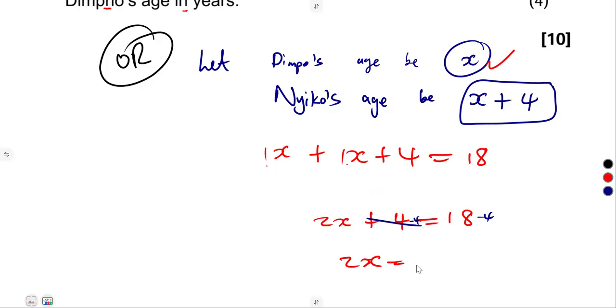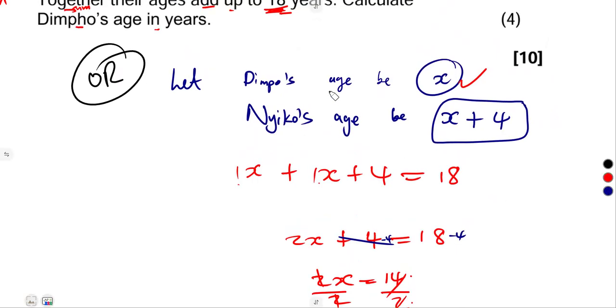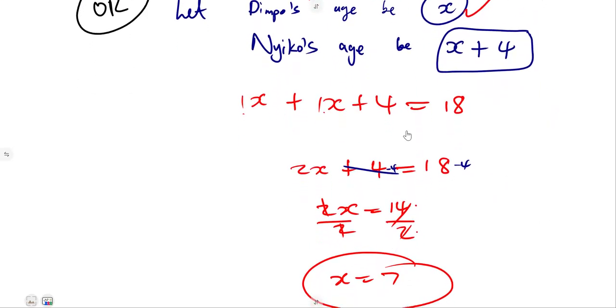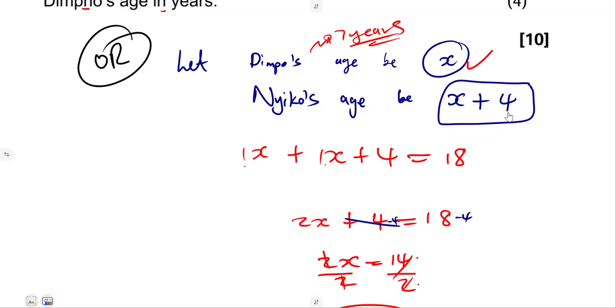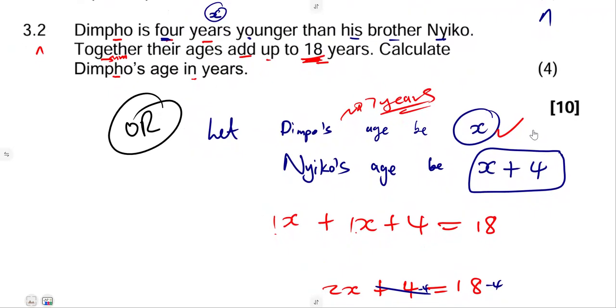18 minus 4, which is 14. Then divide by what? By 2. So our x is going to be 7. By dividing by 2, x is 14 divided by 2, which is 7. X representing what? Dimbo's age. So therefore, Dimbo's age is 7 years. From this one, Nico's age is going to be x plus 4. So answer the question.